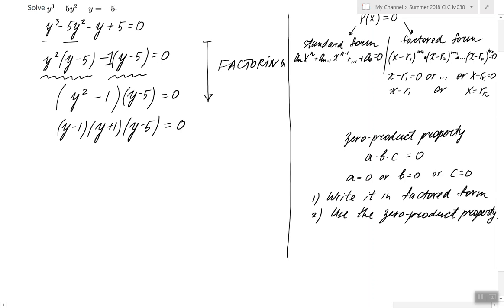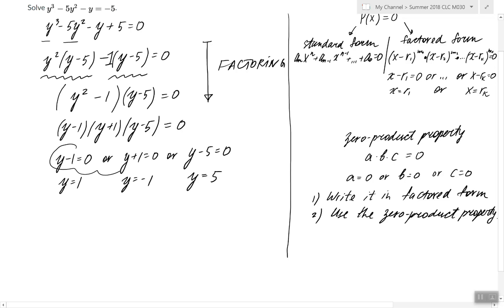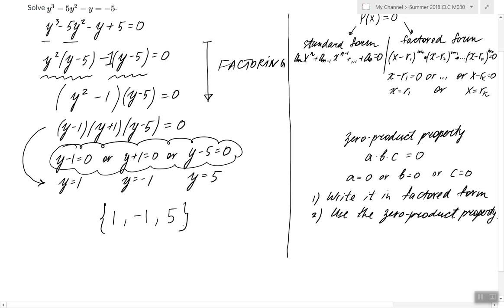All you have to do is apply the zero product property, but what it actually means is we just say that either y minus 1 equals 0, or y plus 1 is equal to 0, or y minus 5 is equal to 0. Solving each of these linear equations individually, we get that y equals 1, or y equals negative 1, or y equals 5. With enough practice, you may skip this step and learn how to write your answer right from the factored form. So let's write the answer in the form of a set. Our solution set to this polynomial equation is 1, negative 1, 5.